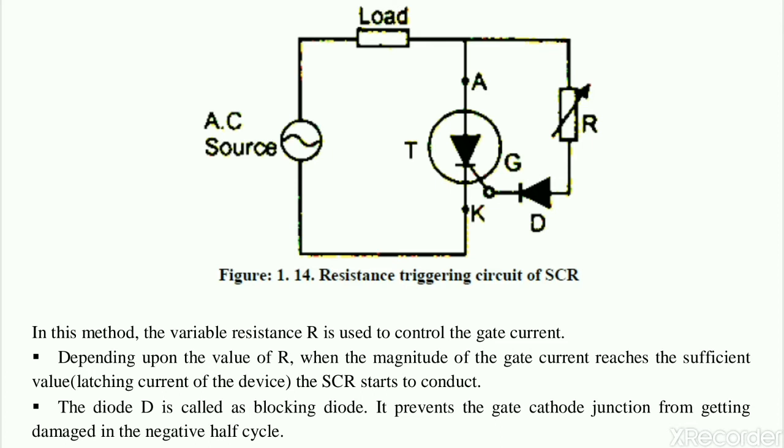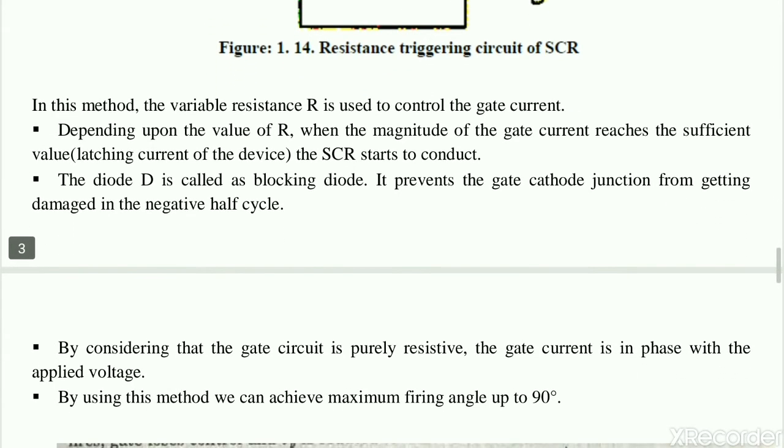So in the positive half cycle of the AC supply, depending upon the value of the variable resistance R, the magnitude of the gate current reaches a sufficient value through this diode. As soon as we supply the gate terminal of the SCR, it starts to conduct. But the magnitude of this gate current totally depends on the variable resistor R. We will see some waveforms.